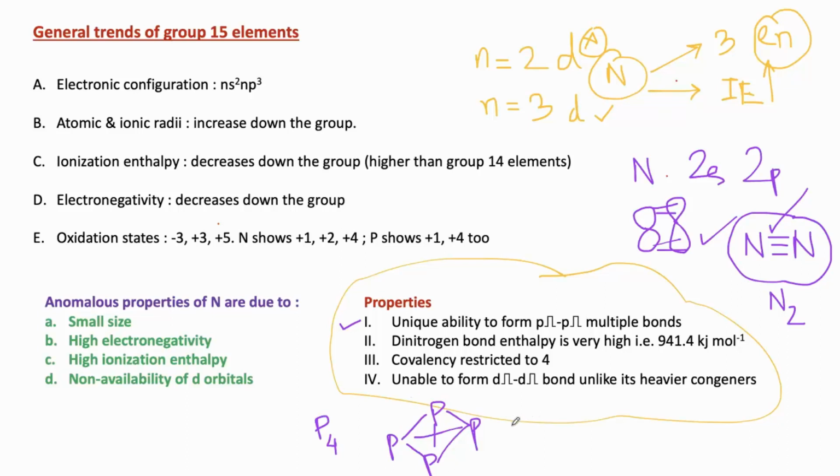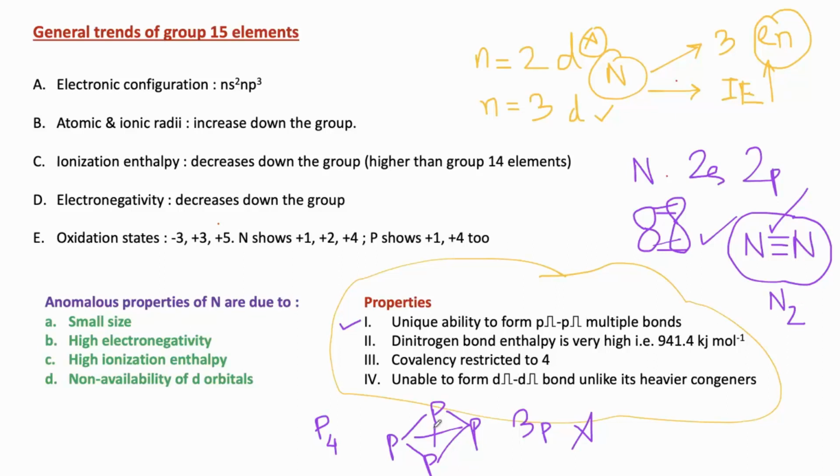The reason is since phosphorus is having 3p orbitals and 3p's are larger in size, that's why p-pi multiple bond is not actually possible in case of phosphorus. But since nitrogen is smaller in size, the 2p orbitals are also smaller in size. That's why it can form efficient p-pi multiple bonds. That's why molecular dinitrogen is presented as N2, where there are triple bonds between nitrogen.